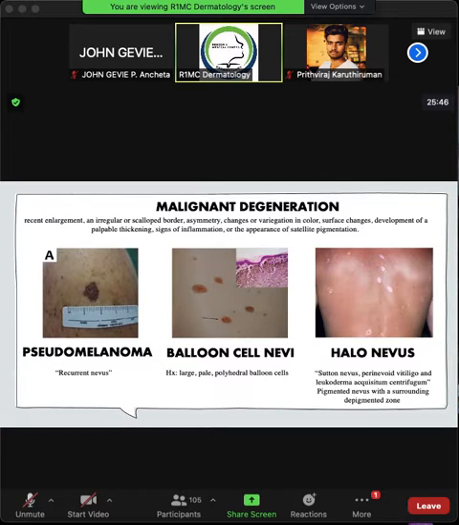So we can have your pseudomelanoma. Another term is your recurrent nevus. So we also have your balloon cell nevi, which are actually indistinguishable from your ordinary nevi clinically. And we also have your halo nevus, also known as your Sutton nevus or perinevoid vitiligo, also your leukoderma acquisitum centrifugum. And these are pigmented nevi with a surrounding depigmented halo.